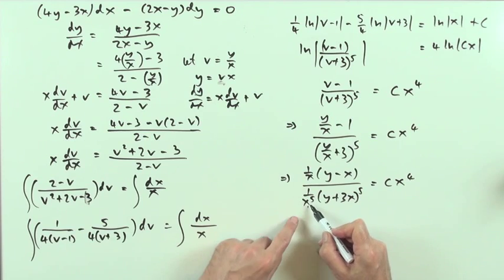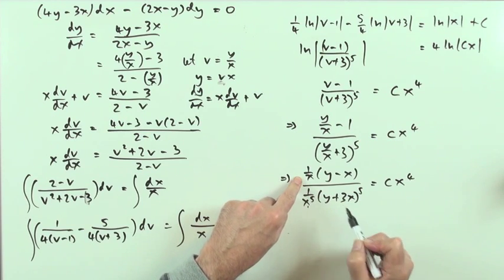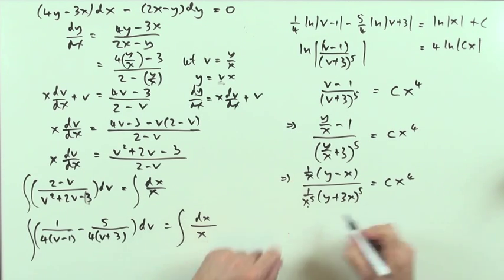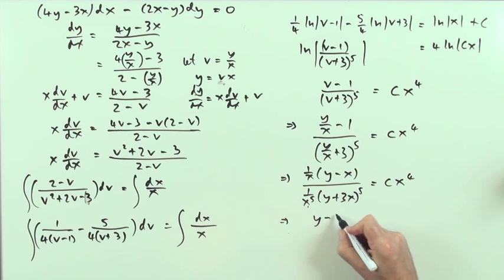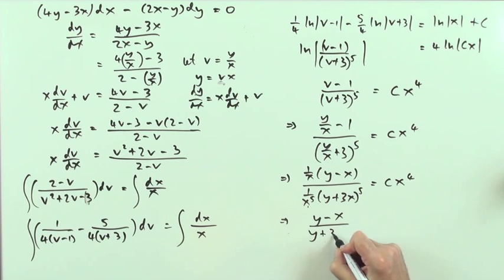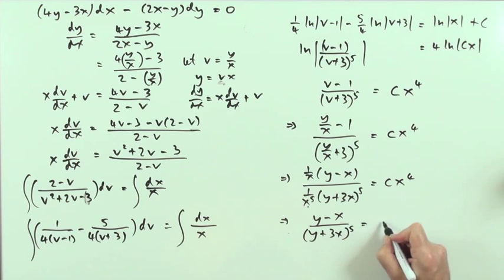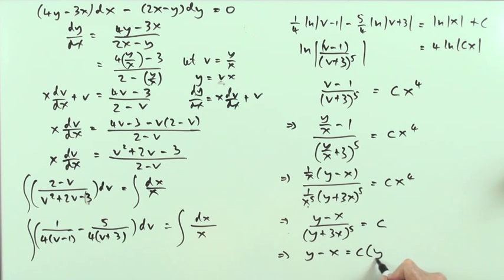Now that would cancel down to an x to the 4 on top, and that x to the 4 will cancel out that x to the 4, so now I'm down to y minus x over y plus 3x to the power 5 just equals c, and then finally I could just write it as y minus x equals c times y plus 3x to the power 5 for certain values of x and y.